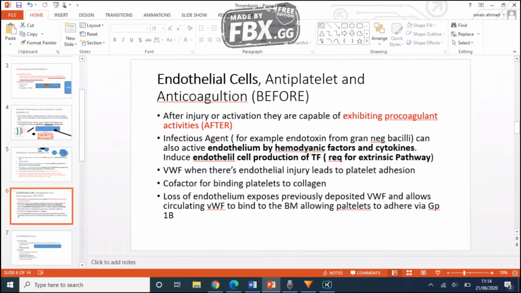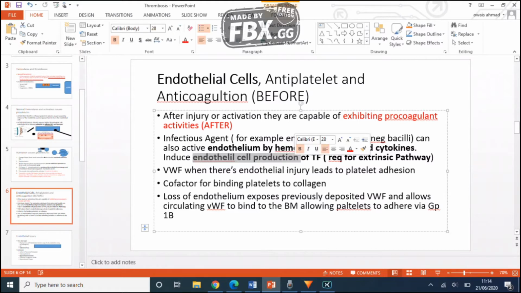platelets adhere here. What is the reason for the injury? This can be due to infection, or to some hemodynamic factors, or to cytokines which damage endothelial cells. So the key words over here are damage to endothelial cells. Anything that causes damage to endothelial cells is like causing coagulation.